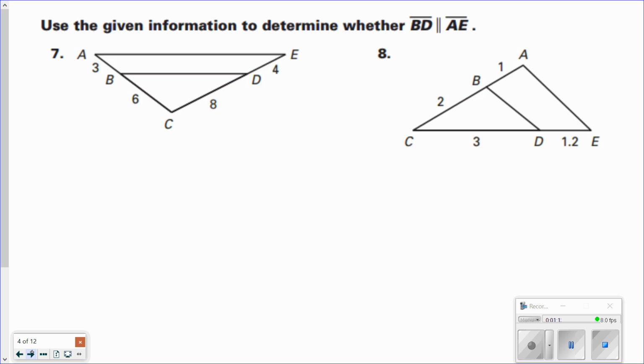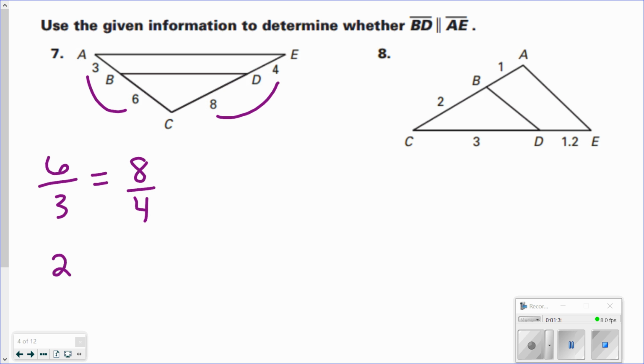Here are some examples. Use the given information to determine whether segment BD is parallel to segment AE. All right, so using our theorem, I can write my ratios. So let's start with this side of the triangle. If I divide 6 over 3, let's see if that's the same ratio as dividing those two sides of the triangle, 8 over 4. And if we do that math, we end up getting that 2 is equal to 2. Therefore, those ratios are the same. So I can then add those arrows saying that BD is parallel to side AE.